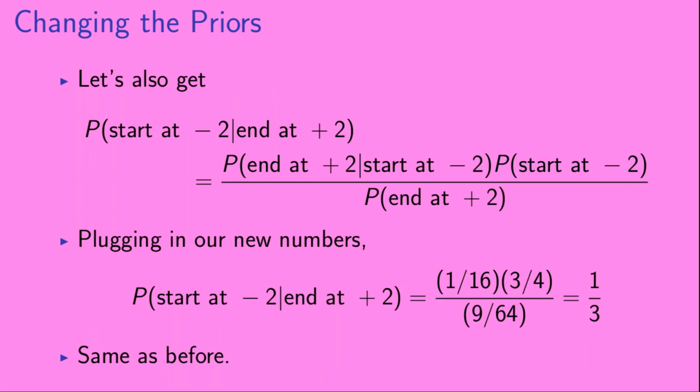Okay, let's also get the probability that the object started at x equals -2 given that it ended at x equals +2, which equals the probability that it would end at +2 given that it started at x equals -2, times the probability to start at -2, divided by the probability to end at +2. Again, plugging in our new numbers, that's 1/16 times 3/4 divided by 9/64, which is 1/3, and again is the same as the number that we just saw.